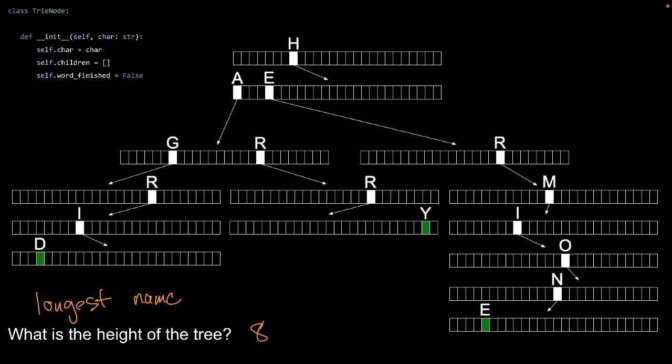So if the height of the tree is the longest name, and there were, let's say, 1 million names in here, does that affect the lookup time? Will the tree ever get larger than the longest name, or will you ever have to search through more than the longest name number of nodes? No. So what does that mean about the running times of these?